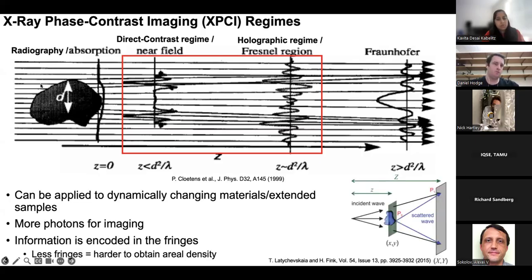And the benefit of using this particular imaging configuration is because we can utilize all the photons hitting our sample, and it can be applied to dynamically changing materials and extended samples as well. But a little change to this is what we'll actually be operating, this cone beam geometry, where from a point source, we have this cone beam interacting with our object, in which the scattered wave interferes with the undiffracted wave, which gives us our features on our detector. And these fringes basically help us figure out the density information of our sample.